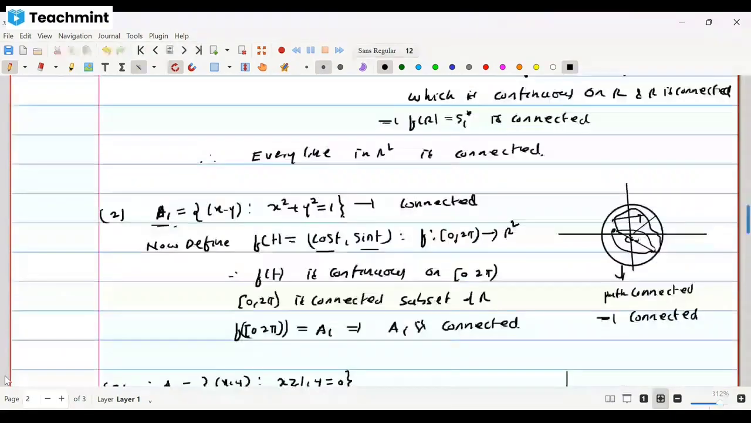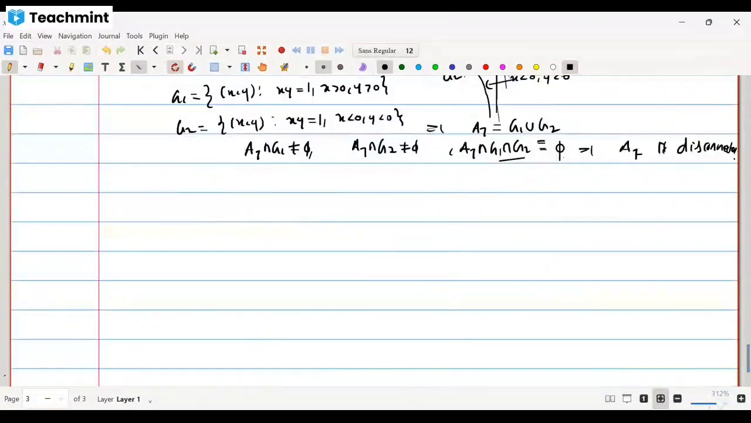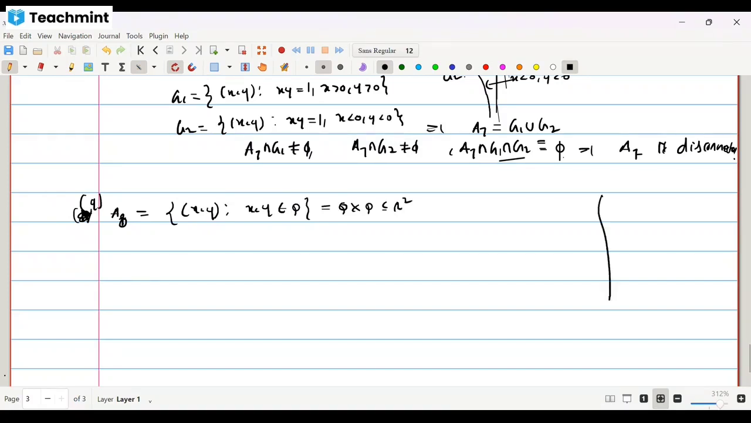Next one, Q cross Q. That means the next set, A8, is equal to (x, y) such that (x, y) belongs to Q only. That means Q cross Q, which is a subset of R square. So the set of all rational points in R square, how many are there, sir? Like these points, just points, because in between infinite numbers of irrational numbers also exist. So dotted means there is a gap between every point, at least one point, right?